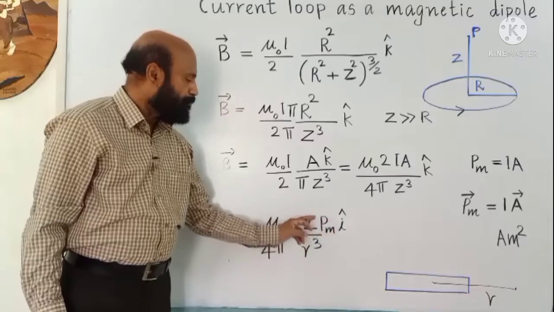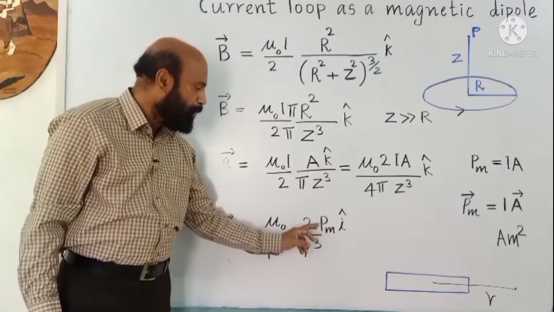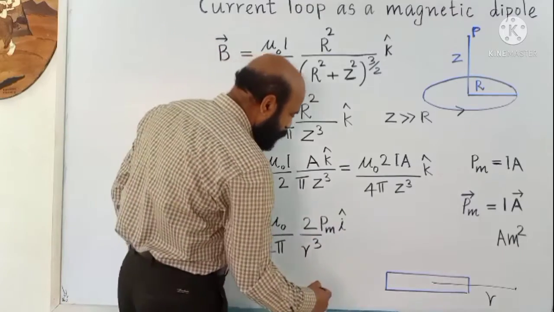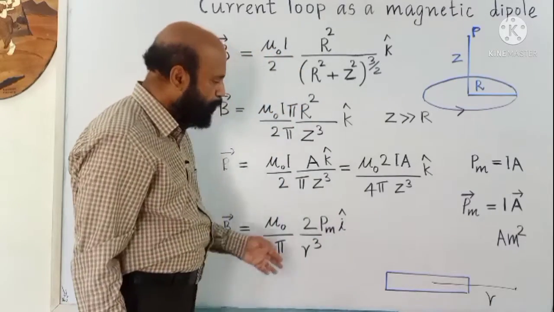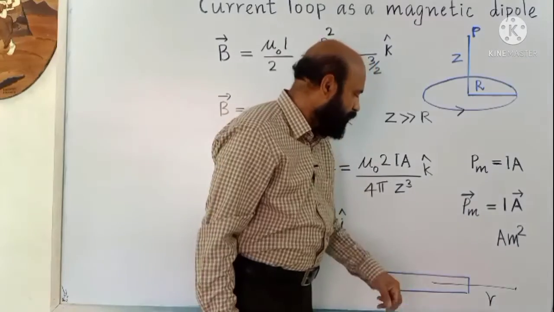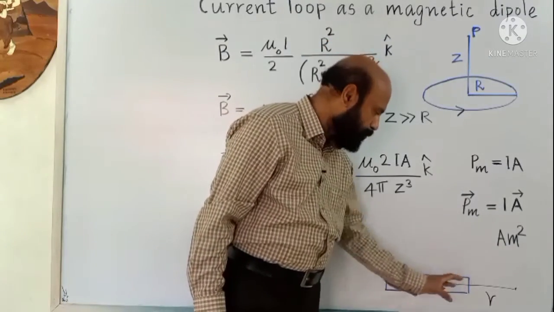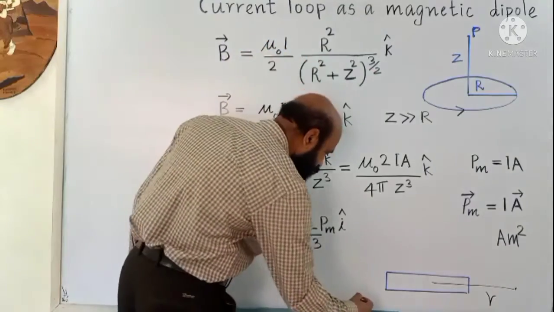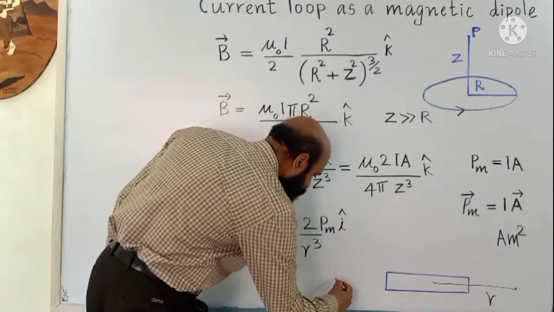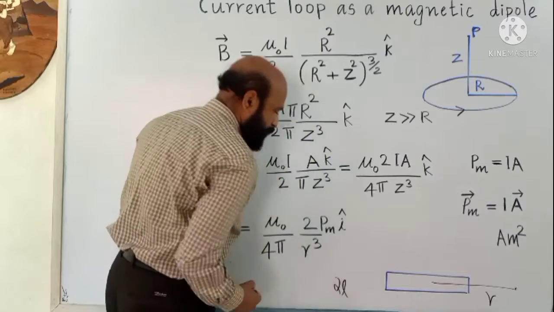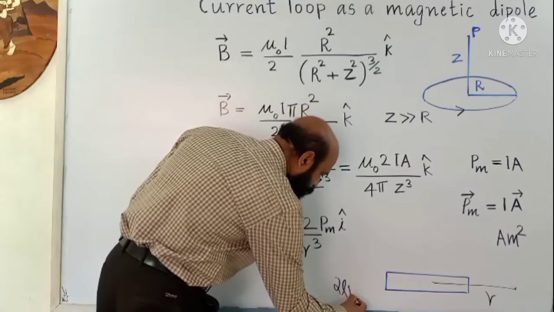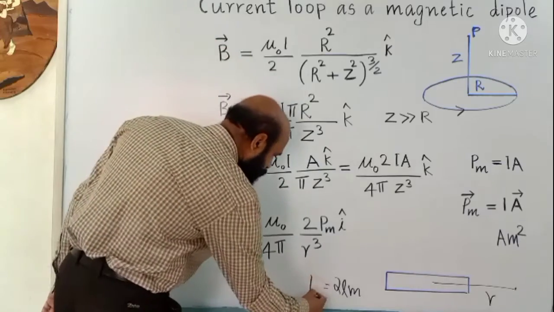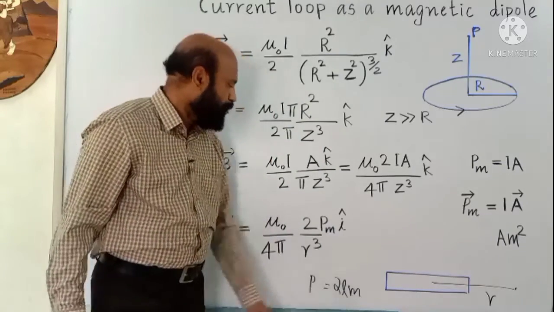This PM is the magnetic dipole moment. Magnetic dipole moment is the product of the length of the magnet and pole strength. If you multiply the length of the magnet with pole strength, the length of the magnet is usually represented by 2L. Then pole strength m. So that is magnetic dipole moment PM equals 2Lm.